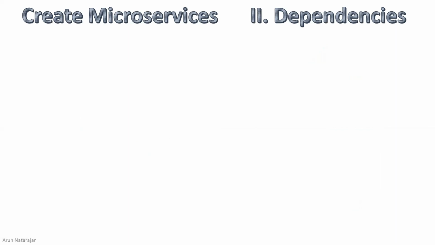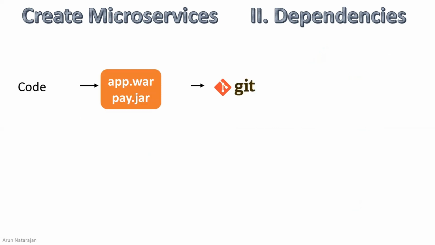Coming to the second one, dependencies. When we are developing any software or package, there will be multiple dependencies. When we develop a WAR file or a JAR file, a Java based application or any web application, we save it in the Git repository.